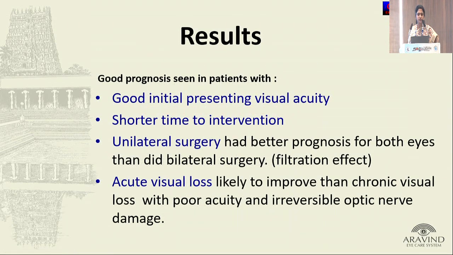So good prognosis is seen in patients with good initial presenting visual acuity and shorter time for intervention. Unilateral surgery had better prognosis for both eyes than did bilateral surgery, and acute visual loss is more likely to improve than chronic visual loss with poor acuity and irreversible optic nerve damage.